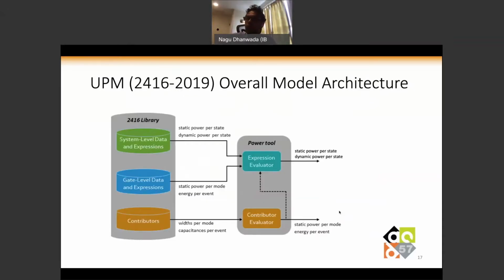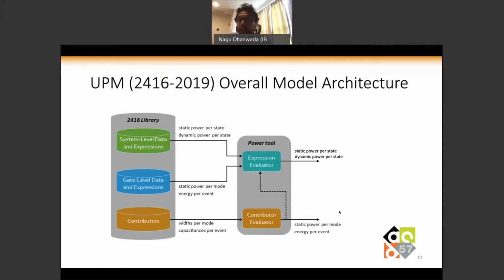Now, getting on to the overall model architecture itself. You saw in the slide, we show the 2416 library on one side and the power tool, which is actually using the 2416 library. The general architecture, as I mentioned a little bit earlier, is a multi-level architecture, which provides backward compatibility with existing gate level models. This architecture also enables a single model with multiple levels and multiple representations to be used at various phases in the design flow. The gate level provides the storage of data for backward compatibility with legacy modeling approaches.